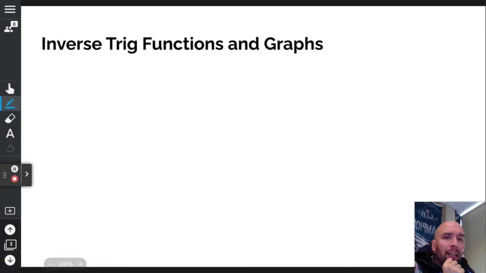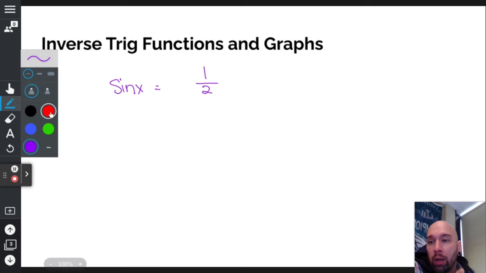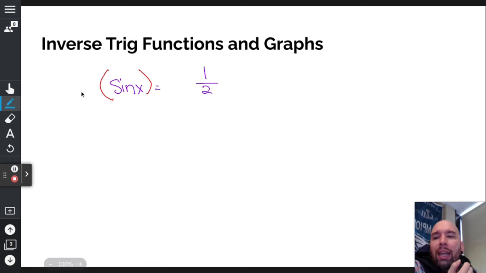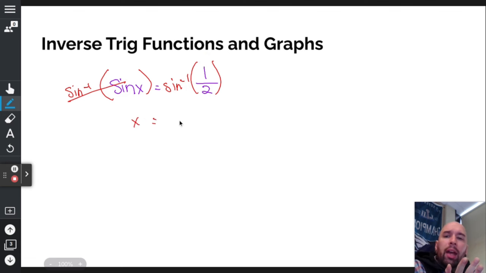Inverse trig functions and graphs. Now, an inverse trig function is used in a moment like this. Say you have sine x equals a half, and your job is to solve for x. Normally when we have something in front of x, you would divide both sides. There's no such thing as dividing a sine when solving for x. What you do is you inverse sine both sides. That cancels out, and you're asking: what angle gives me a sine of a half? And then you take it from there and have your answers.